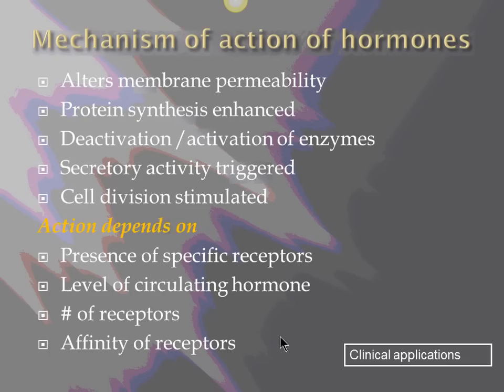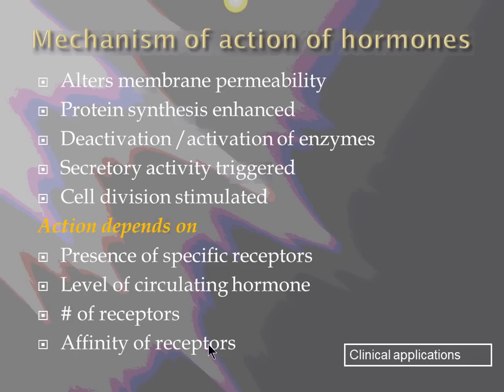So let's look at the mechanism of action of hormones. One is that it alters the permeability of the membrane. So when it acts on those target receptors, the membrane permeability changes. So sometimes substances are allowed to go in or substances are prevented from going in or coming out. So it alters that membrane permeability.